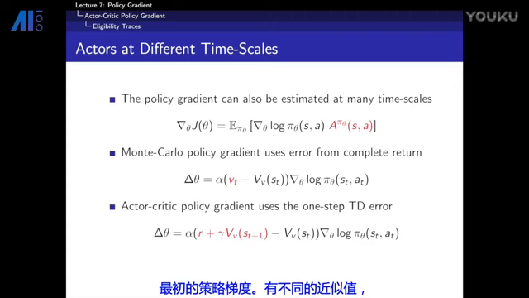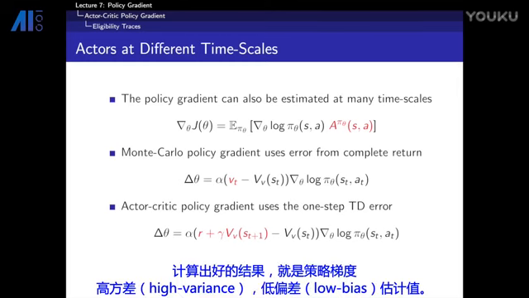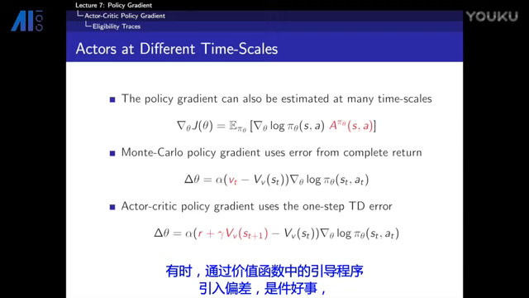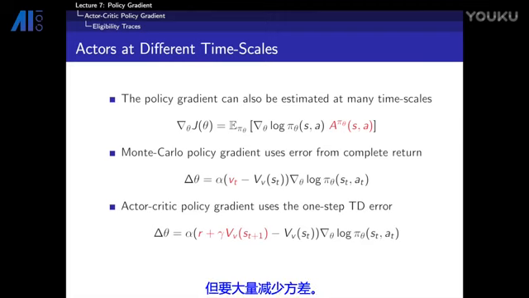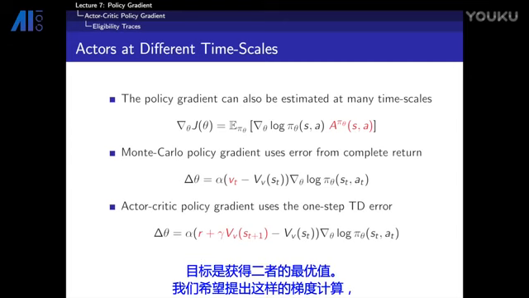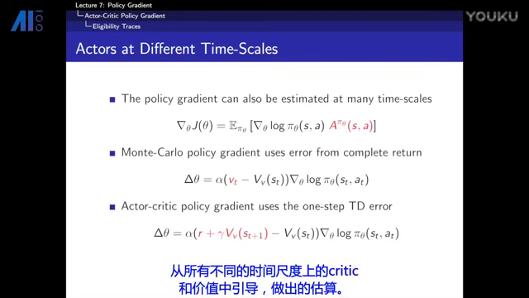These are different approximations. And sometimes it's a good idea to do this. This is a high variance, low bias estimator of the policy gradient. And sometimes it's a good idea to do this, where we introduce bias by bootstrapping from our value function, but we dramatically reduce the variance. And again, the goal is to get the best of both worlds, where we want to come up with a gradient estimate which bootstraps from our critic at all kinds of different time steps.